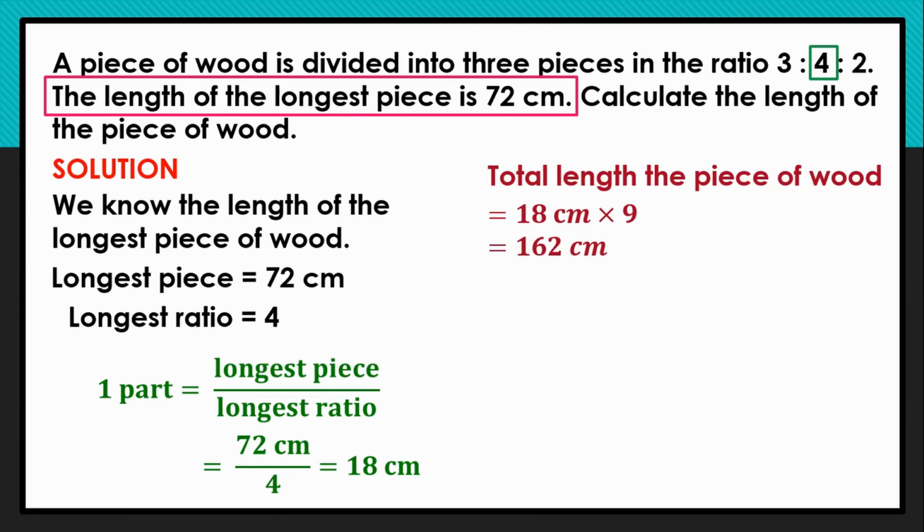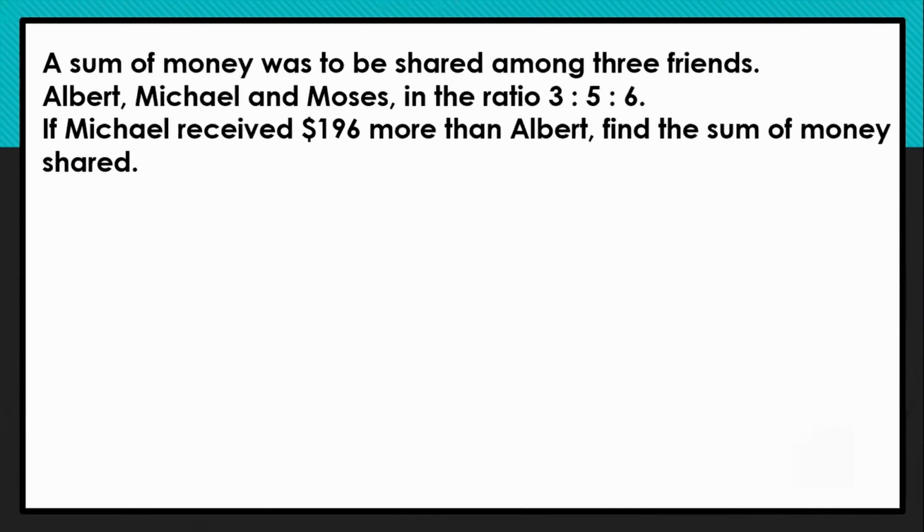Absolutely brilliant. Let us look at another example. In this question, a sum of money was to be shared among 3 friends, Albert, Michael, and Moses, in the ratio 3:5:6. If Michael received $196 more than Albert, find the sum of money shared. You may pause the video at this time and attempt the question. Great job. Let us see if our answers are the same.